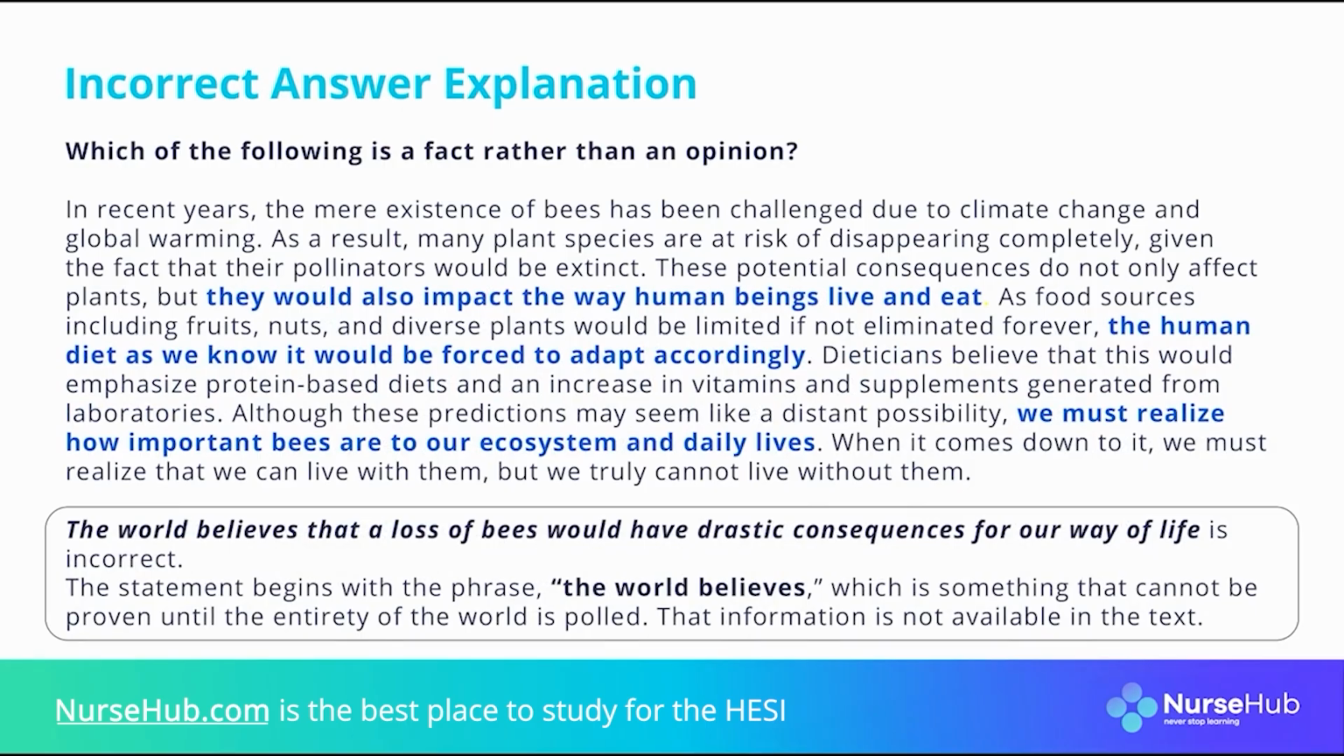All right, so here's our first incorrect answer. The world believes that a loss of bees would have a drastic consequence on our way of life. So this statement, the world believes, is something that cannot be proven. We cannot poll every single person in the world and get this statement to be true or false. So that information is not available in the text as well. This is not what we are looking for. This is incorrect.